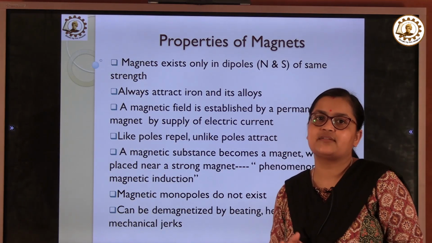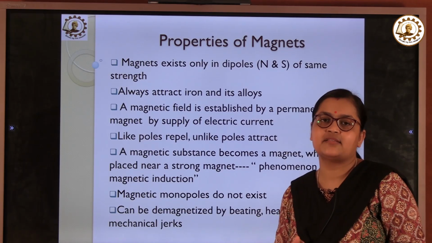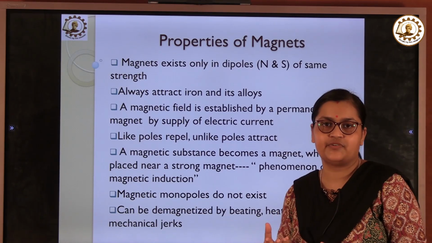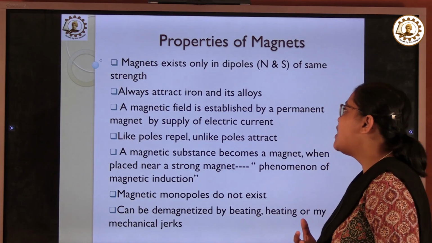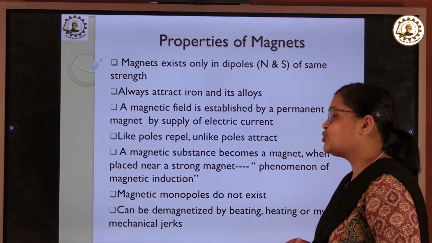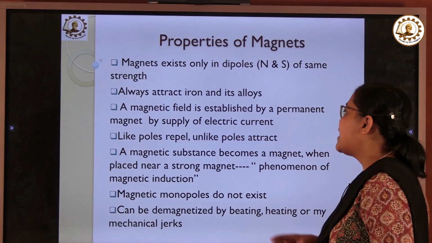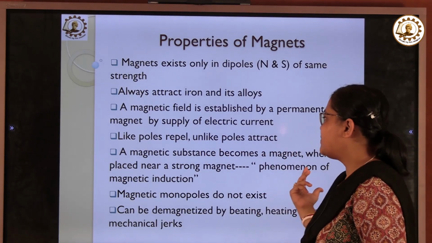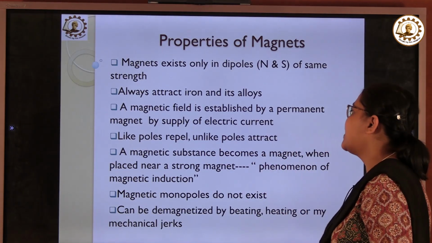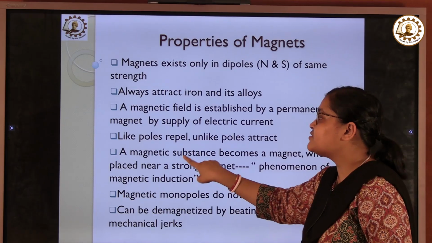They always attract iron and its alloys, meaning magnets attract all materials which have magnetic properties. A magnetic field is established by a permanent magnet, and also when we are supplying electric current through it. As we have already said, like poles repel and unlike poles attract. A magnetic substance, this is very important.